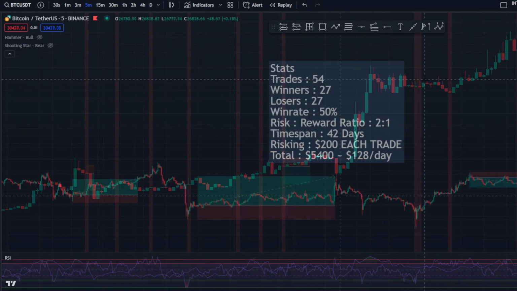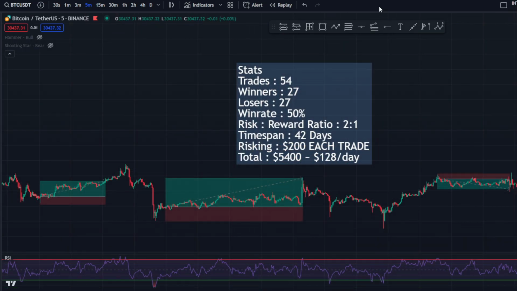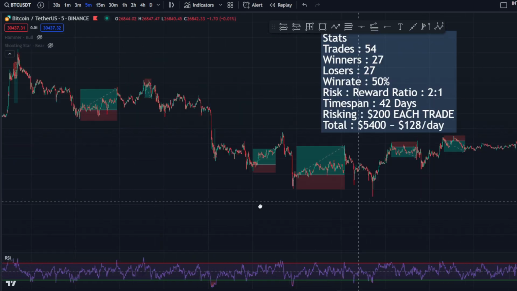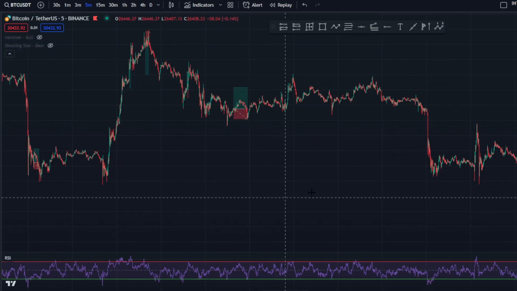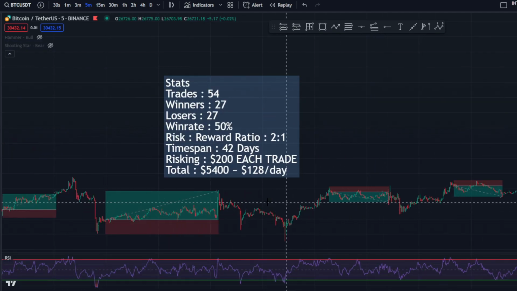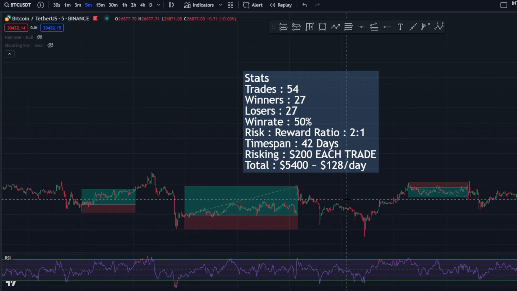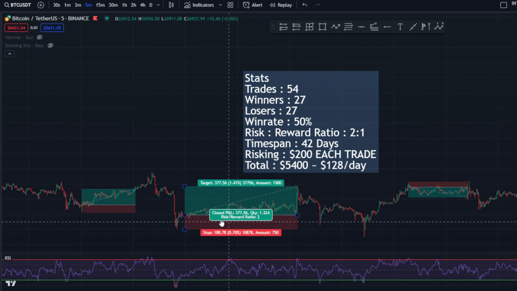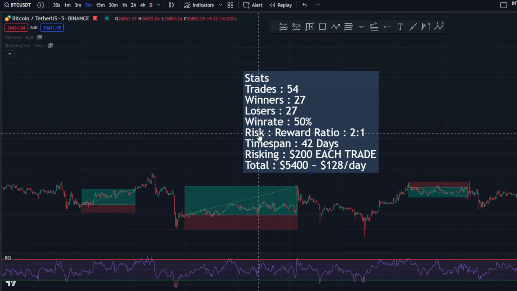Alright guys, so I'm done with the back testing and I've back tested the entire chart. And as you guys can see on the left, we have 55 drawings. This is the first drawing, and the rest are all the trades that I have taken, and I've calculated everything, and these are the stats. So basically we have taken 44 trades, we have 27 winners and 27 losers, so exactly 50% win rate, which is quite good. With the risk reward ratio is 2:1, and it took me 42 days to take all the trades.